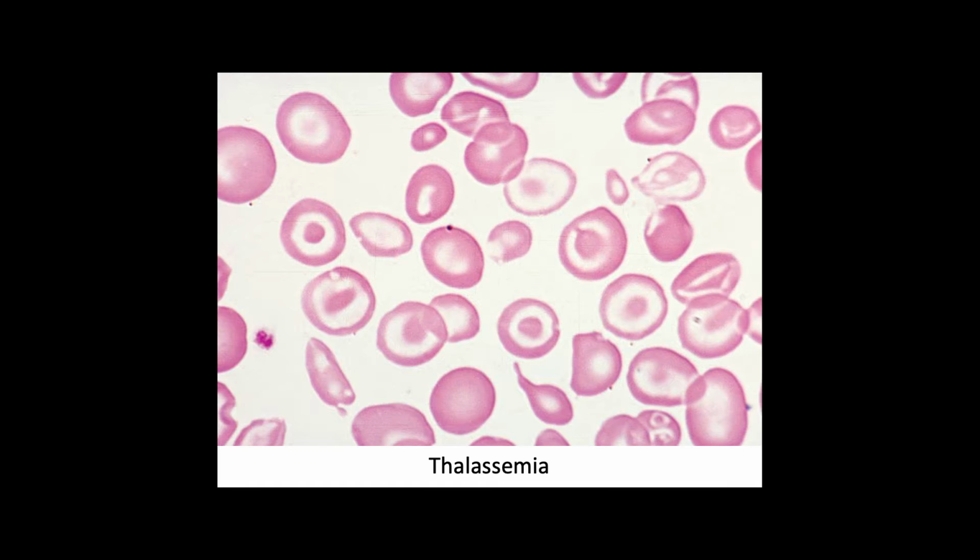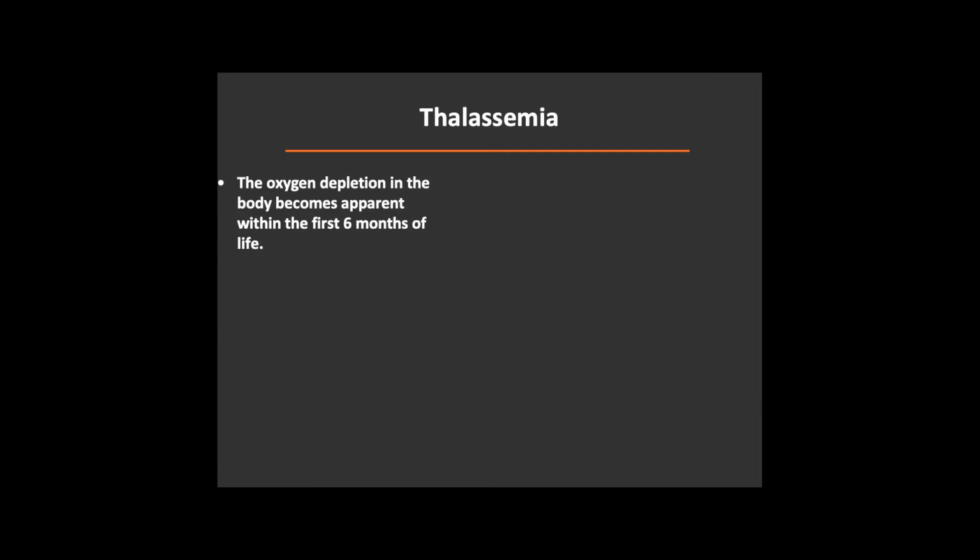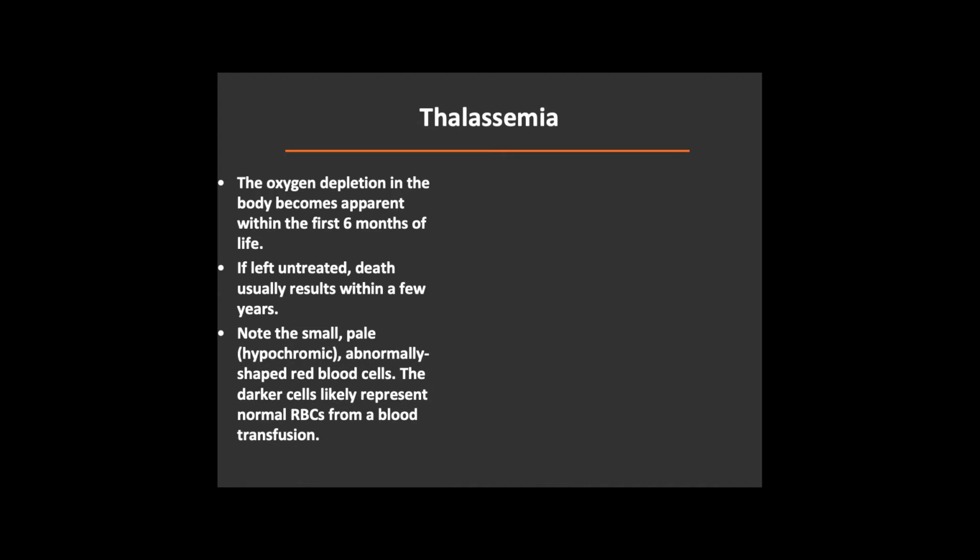So with thalassemia, one of the things that you do see are these hypochromic, microcytic red blood cells, and then you also see these very distinct teardrop looking red blood cells. The oxygen is going to be low in a person's body because obviously they don't have enough hemoglobin, and so this becomes very apparent in the first 6 months of life. And if left untreated, the individual is going to die.